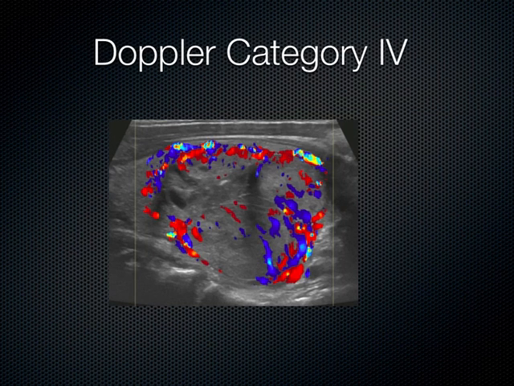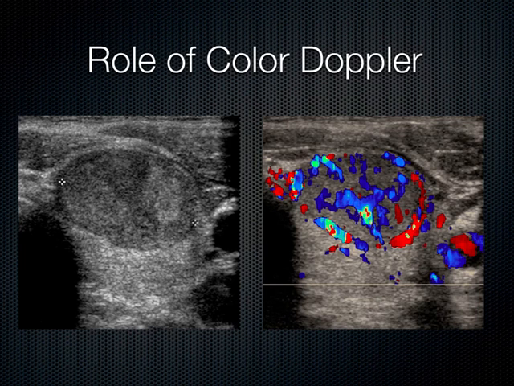This is category 4, high velocity color flow mapping, vascularly rich, throughout this thyroid nodule down here. There's some peripheral flow as well, but this one you'd definitely want to biopsy for sure with all that Doppler flow to it. Very suspicious looking. This also demonstrates here the role of color Doppler in the thyroid.